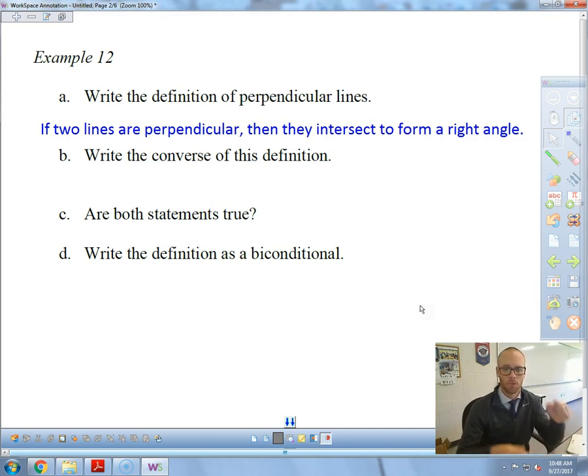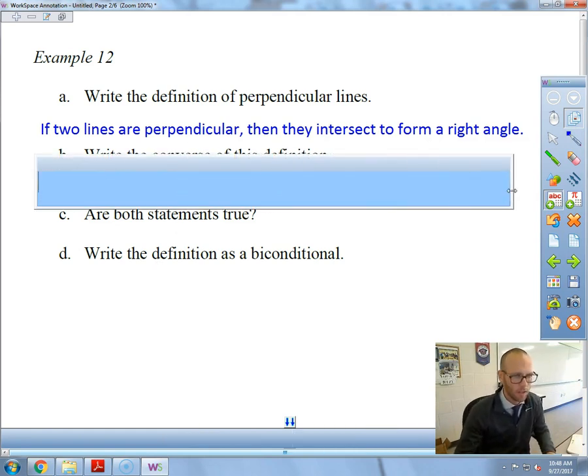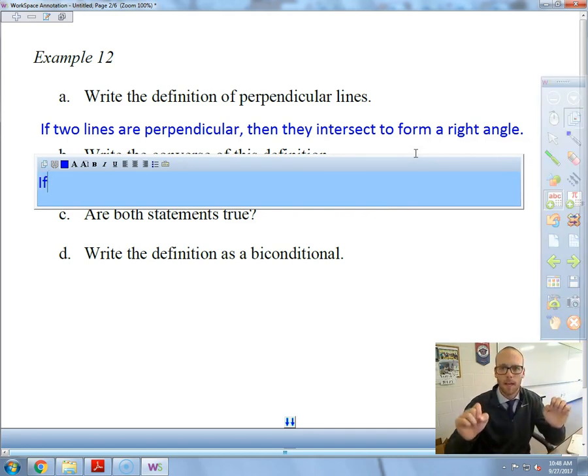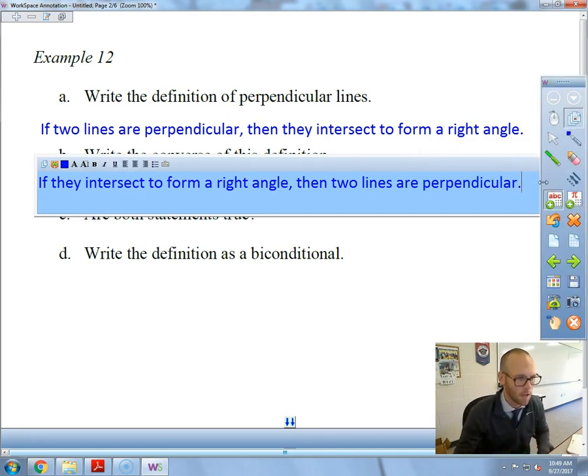So converse, show me your if and then. Take the if-then and switch it. How would I do that? Don't write this down yet. I'm going to show you something that needs to be tweaked a little bit. If I literally take the first half of the sentence and the second half of the sentence and switch them, I would write this. Here's what I just said. If they intersect to form a right angle, then two lines are perpendicular.